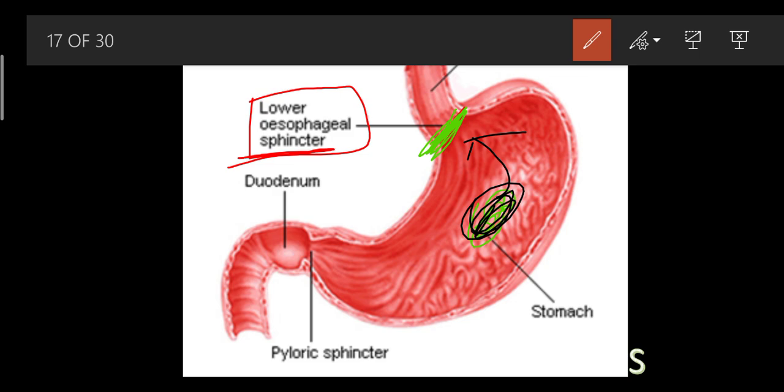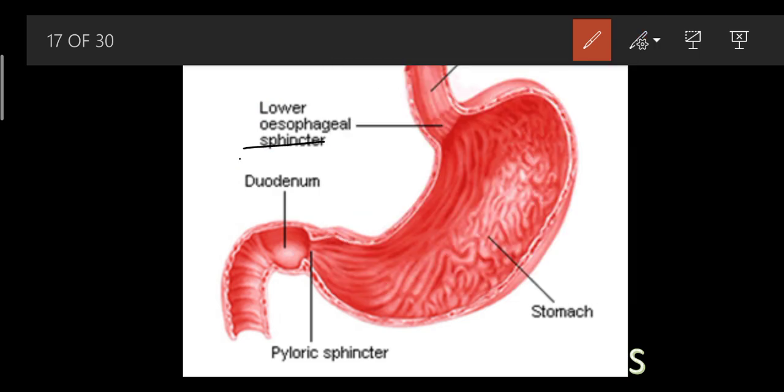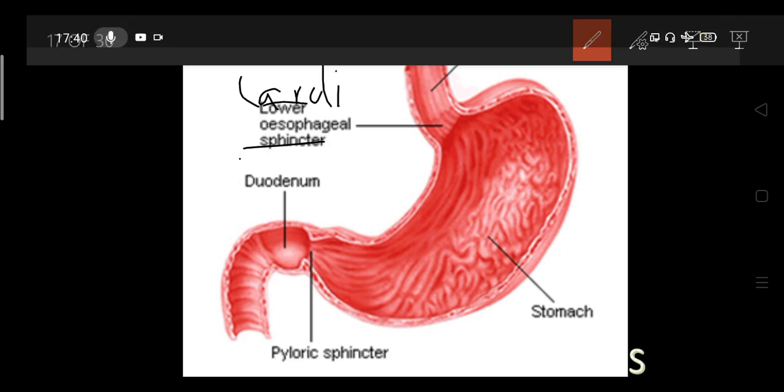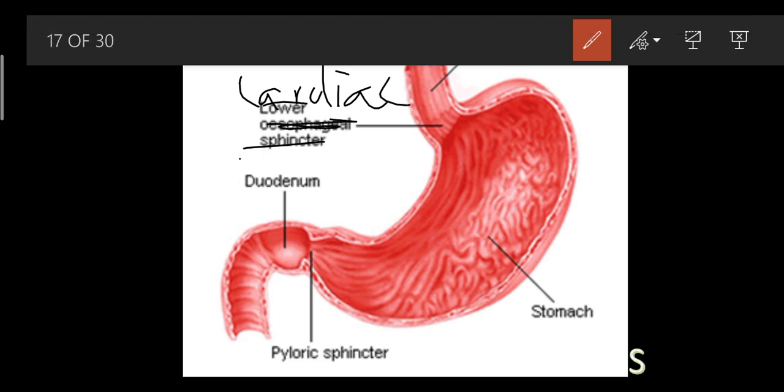So that is why there is a muscle present out here which is called the sphincter muscle. And if you want a special name, the word would be cardiac sphincter, which is present at the junction between the esophagus and the stomach.